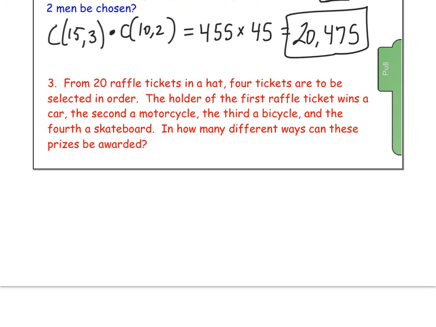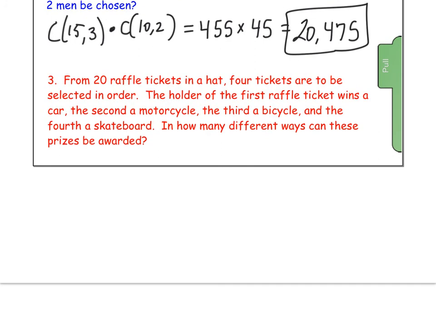Now, number 3 says, from 20 raffle tickets in a hat, 4 tickets are to be selected in order. The holder of the first raffle ticket wins a car, the second a motorcycle, the third a bicycle, and the fourth a skateboard. In how many different ways can these prizes be awarded? Does the order matter in which the winners are selected? Absolutely, yes it does. Winning a car is very different than winning a skateboard.